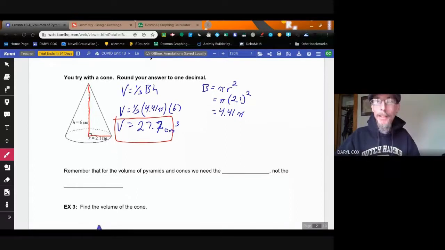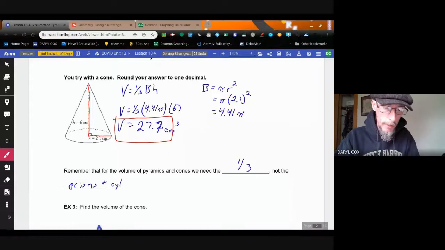So basically, all you really need to remember here is that the volume of pyramids and cones are when we need the 1/3, not the prisms and cylinders. Okay, you need that 1/3 for that. Okay, one more.